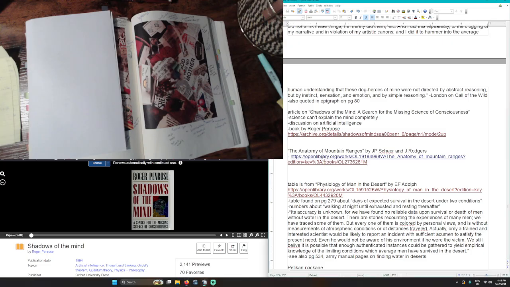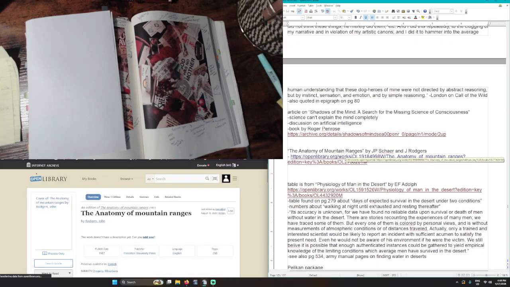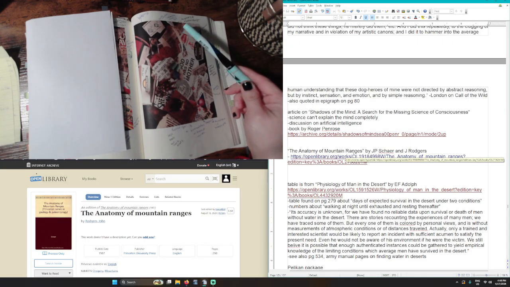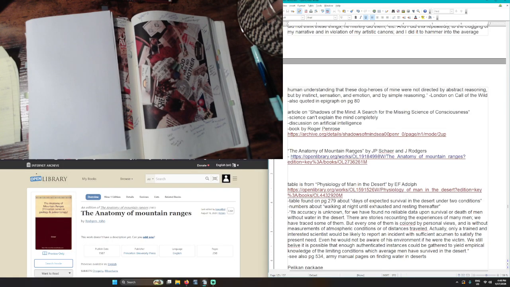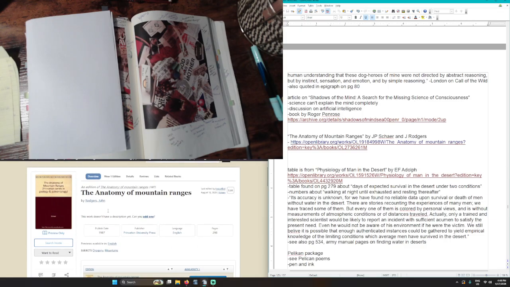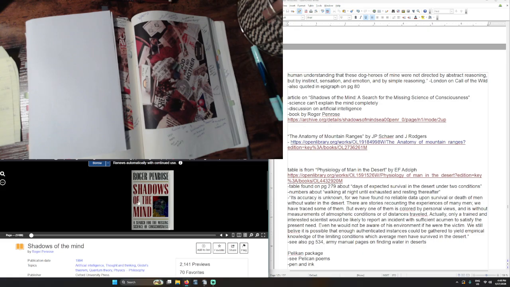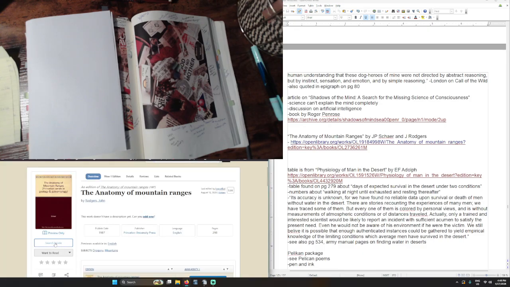Here's another one right here. The Anatomy of Mountain Ranges by J.P. Schaer and J. Rodgers, which is this book referenced over here. So you can see the book there, The Anatomy of Mountain Ranges. And this one you can't look inside like this one, but you can search for quotes and stuff in it.